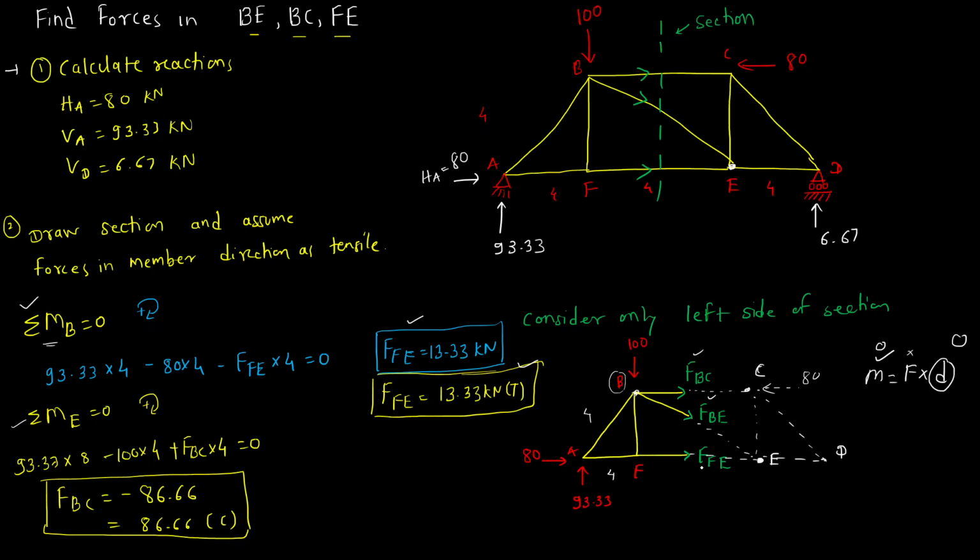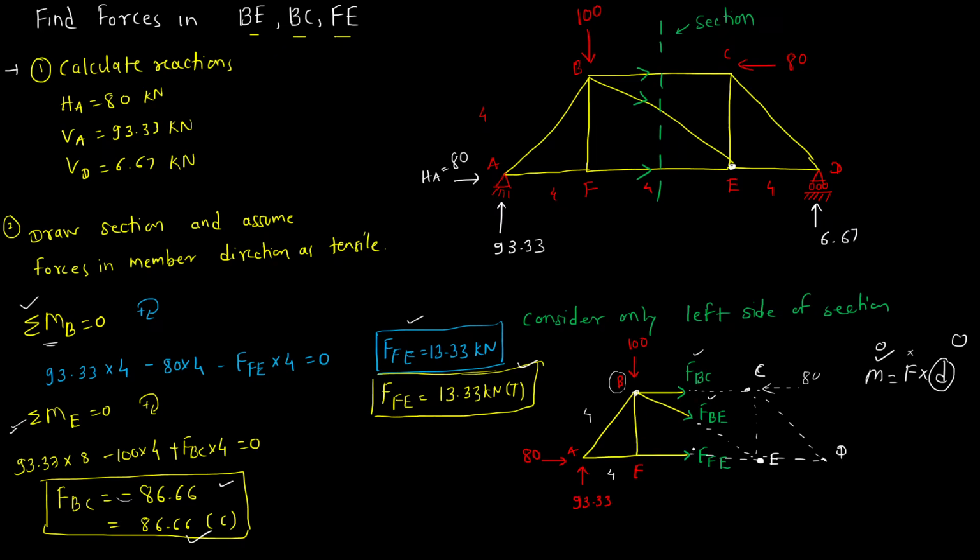Now what is the other point from where two of these three forces are passing? So this is point E. So we are now taking sigma ME is equal to 0. Applying the same moment, we will get FBC is equal to minus 86.66. Now it is coming as negative, so this negative means it is in compression. So 86.66 compression.